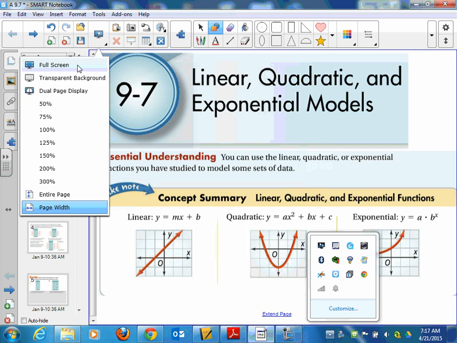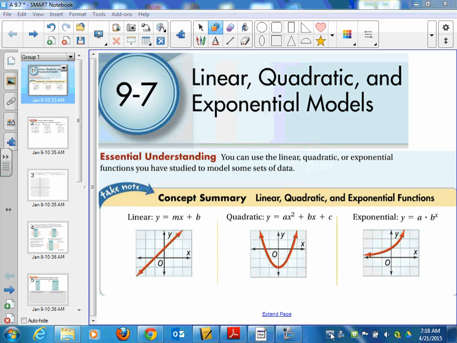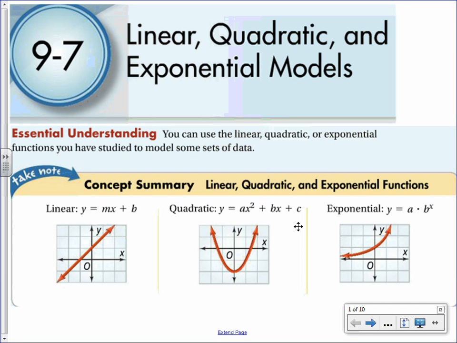All right, good morning. This is 9-7, linear, quadratic, and exponential models. Go ahead and put these three tables in your graph. Let me get this up. There we go. These three tables on the bottom in your graph. The first one's linear, y equals mx plus b. And then we have quadratic, and we also have exponential.